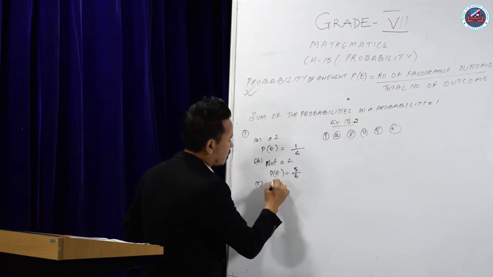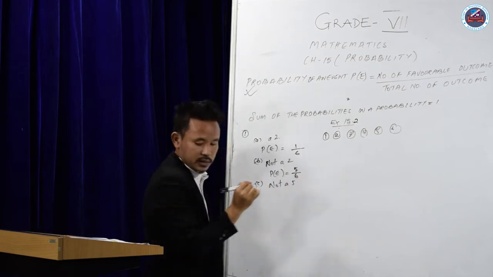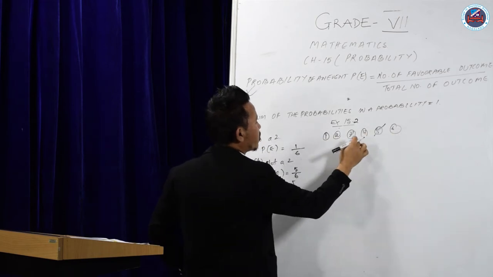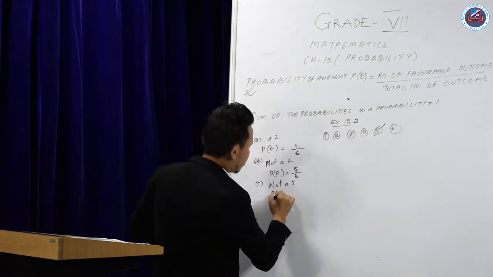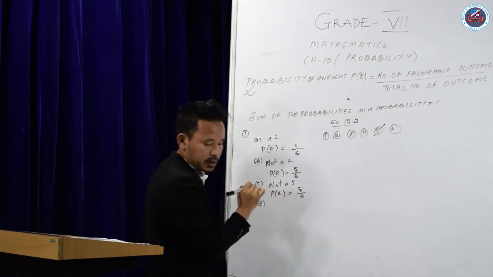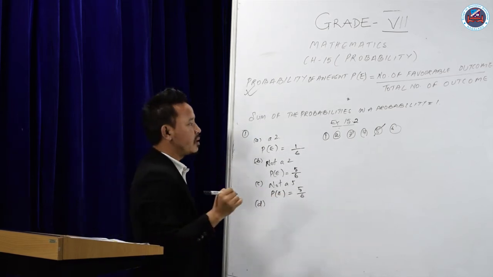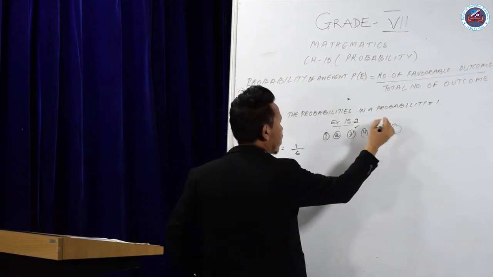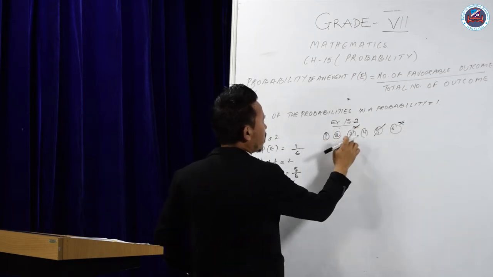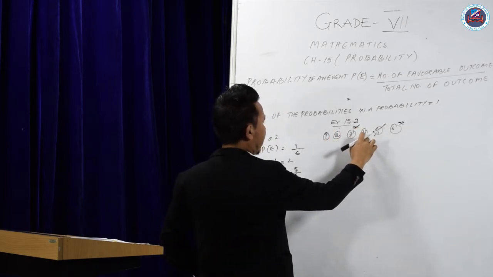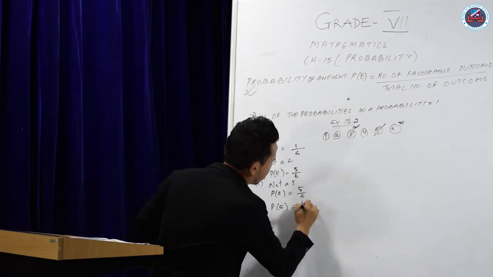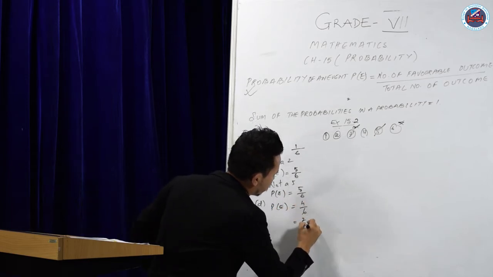Number C. Not a 5, I guess. Yeah, not a 5. Same way, that means 1, 2, 3, 4, 6. The probability is 5 upon 6. Number D. Not a multiple of 3. We have 1 and 2. Not a multiple of 3, that means 1, 2, 4, and 5. So the probability will be 4 upon 6, which is 2 upon 3.